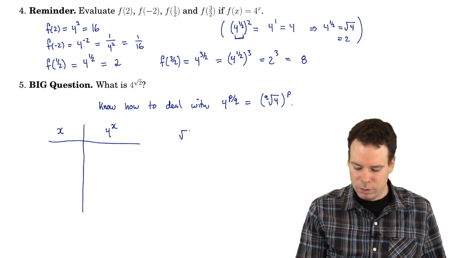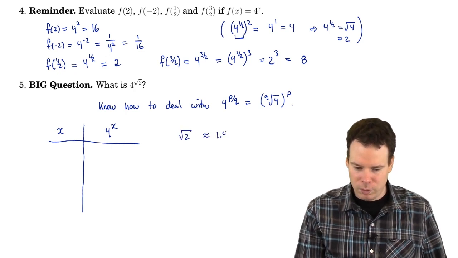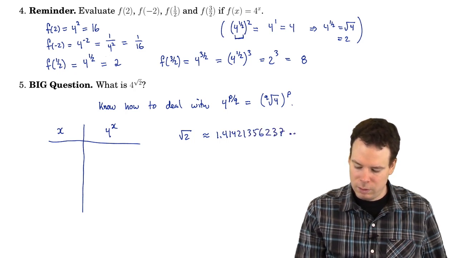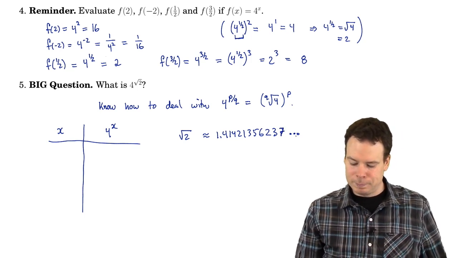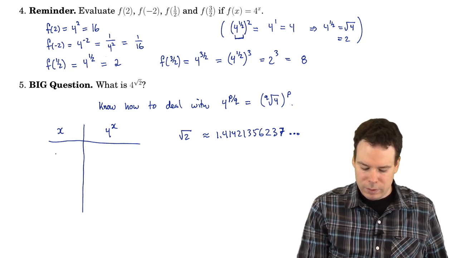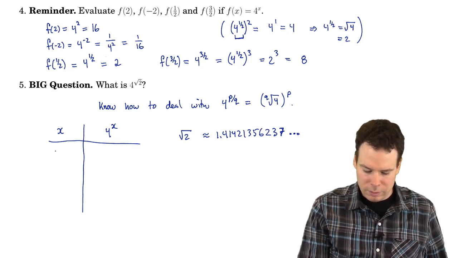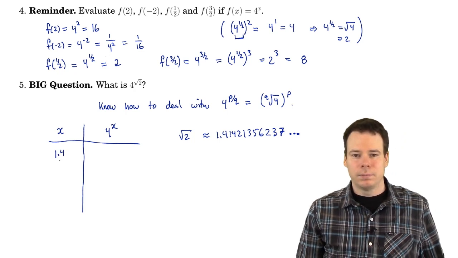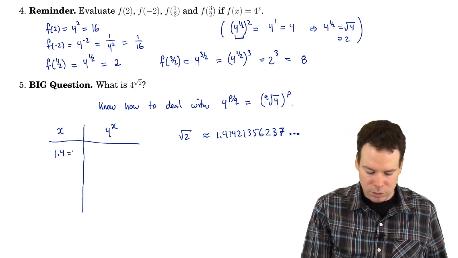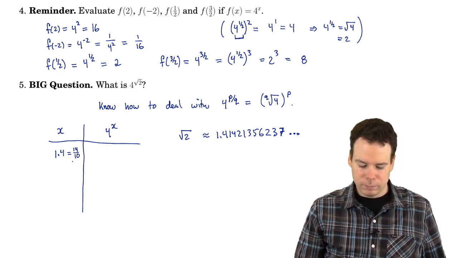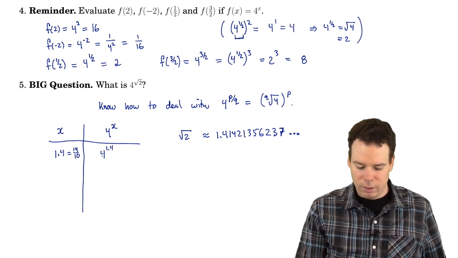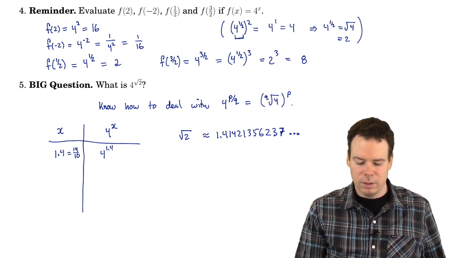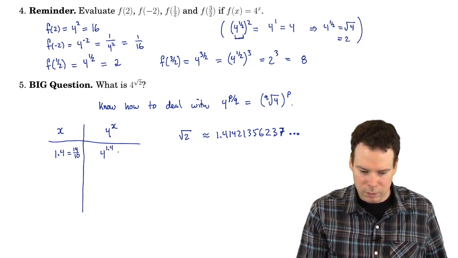Now, if we recall, the square root of 2 is approximately 1.41421356237, and the decimal expansion continues on forever with no repeating pattern. So what I can do is I can say, well, I want to know what 4 to the root 2 is. Well, maybe I'll approximate root 2 as 1.4. Well, that's a rational number. That's 14 over 10. So I know what 4 to the 1.4 is. I can deal with it. It's just the 10th root of 4 to the power of 14. And I can work that out. That's going to be this.